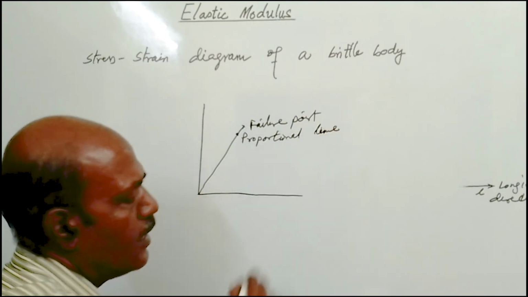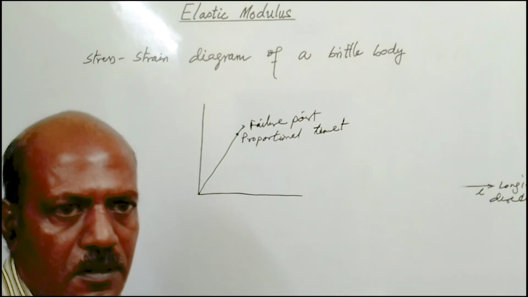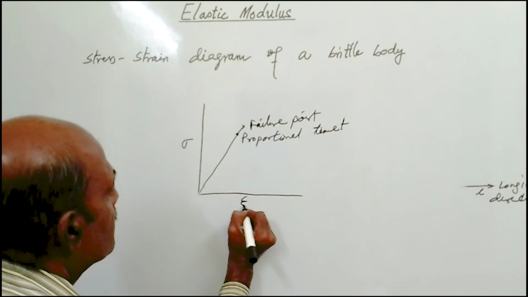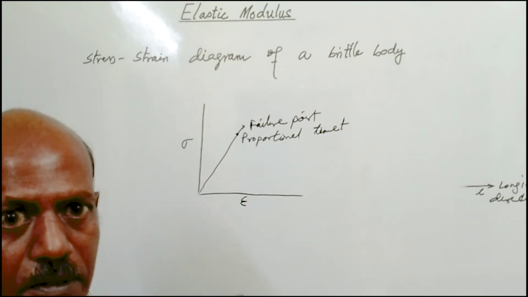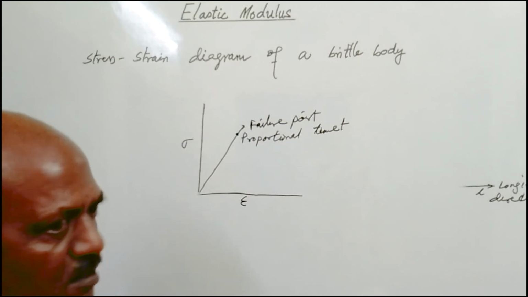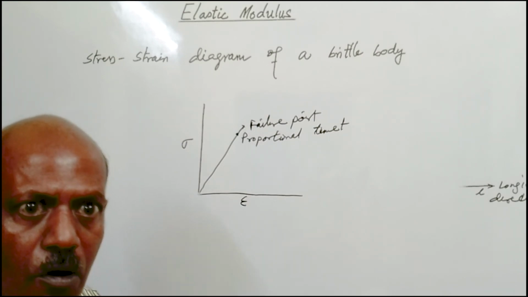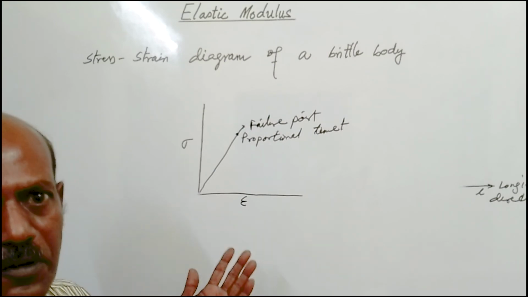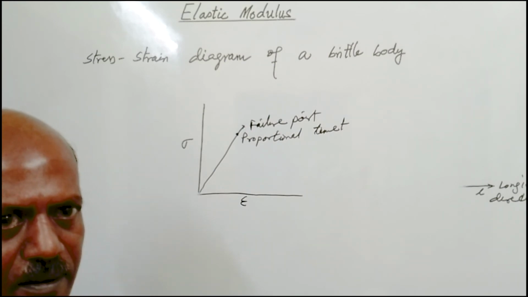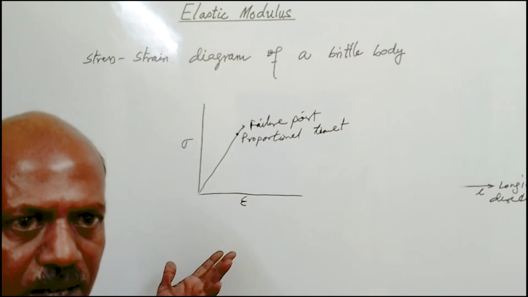So up to proportional limit, the curve is a straight line. Up to proportional limit, the curve is a straight line, and after that there will be very small deformation or no deformation at all, and the body will fail. So even that upper yield point is not clearly defined.